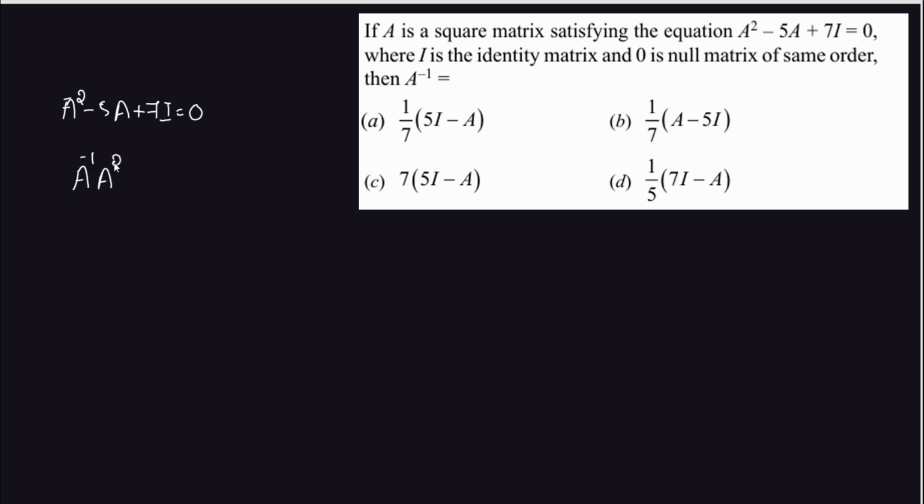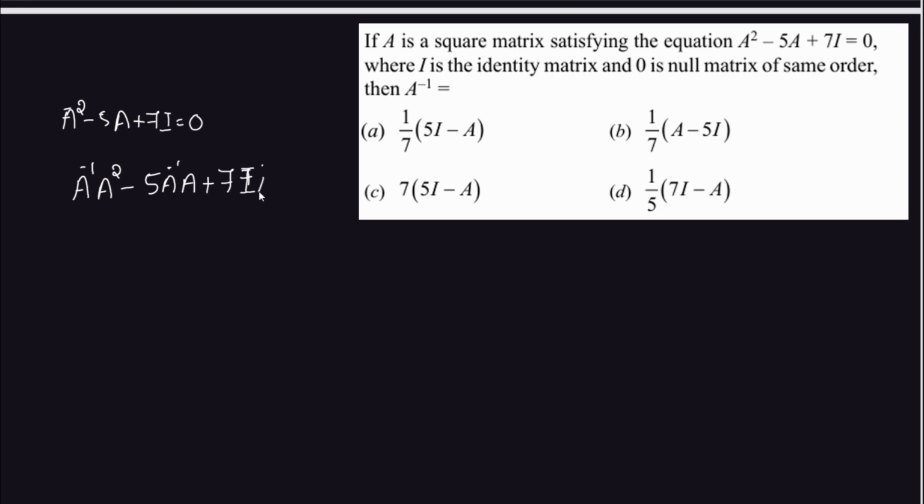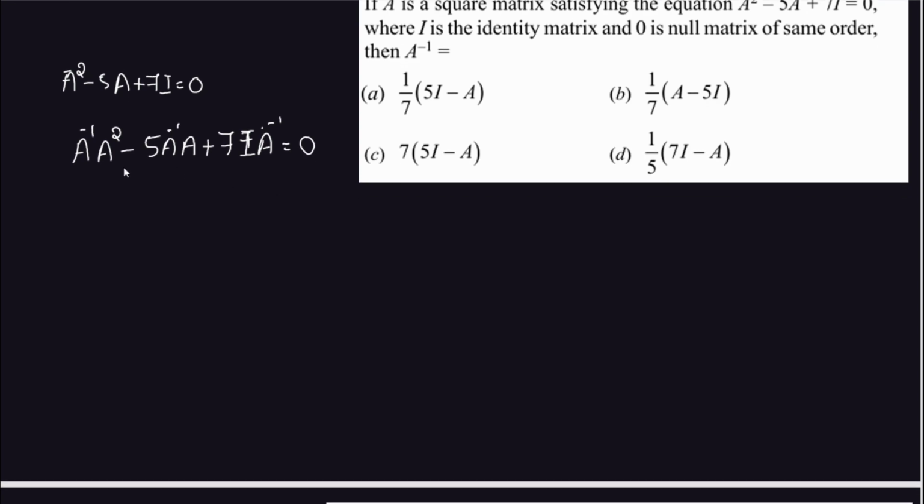So if I multiply, what happens? A⁻¹A² − 5A⁻¹A + 7IA⁻¹ is equal to 0. Now, what is A inverse into A square? We know when the bases are the same, we sum up the powers. So what will be minus 1 plus 2? It will be A, correct? Minus 5, element into its inverse gives me the identity matrix, plus when I am multiplying A inverse with I, I will get back the same element, that is 7A inverse is equal to 0.